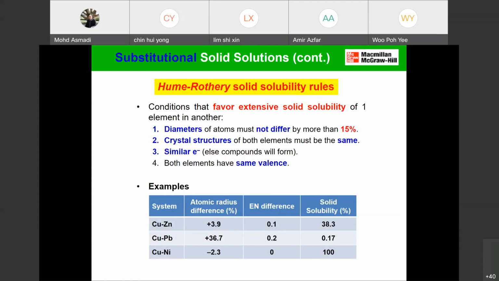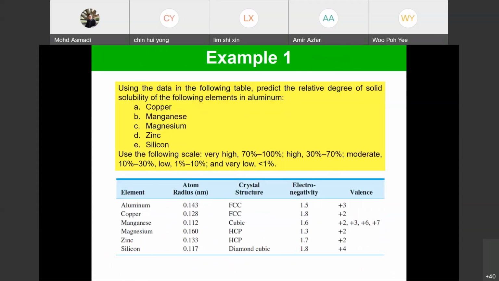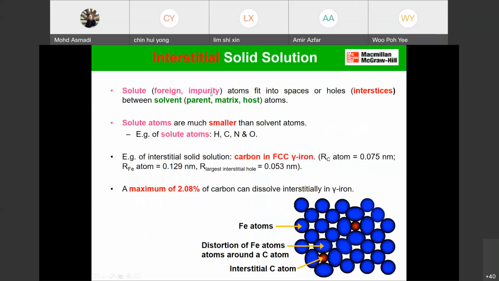Okay, so let's see the interstitial solid solution. I already explained this one also. Solute or impurity atoms fit into the spaces or holes between the solvent atoms. The solute atoms are much smaller, for example H, C, O, N. The solvent here is iron. Carbon or nitrogen is much smaller. So in interstitial solution, carbon in FCC gamma iron, the carbon diameter is 0.075. That's why it can fit in the space between the iron atoms.